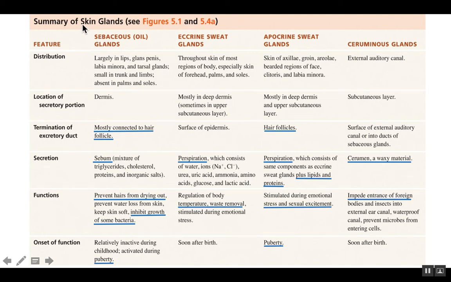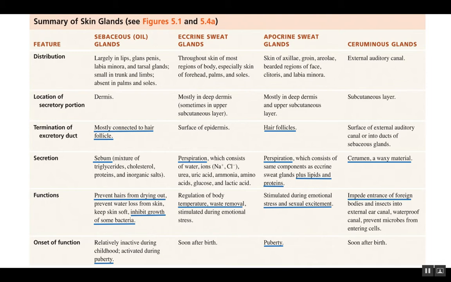Let's look at the different types of glands found in your skin. This is a pretty thorough table. You'll notice that I've underlined some of the more pertinent information. We're going to look at what these glands look like on the next image. So this is largely the information, and then we should be able to identify them on the next slide.